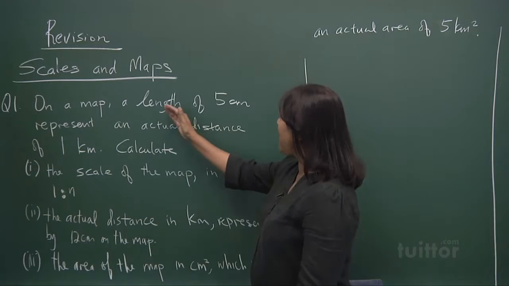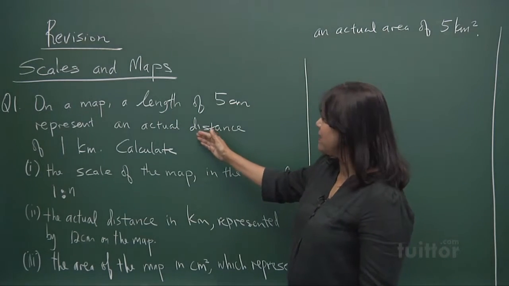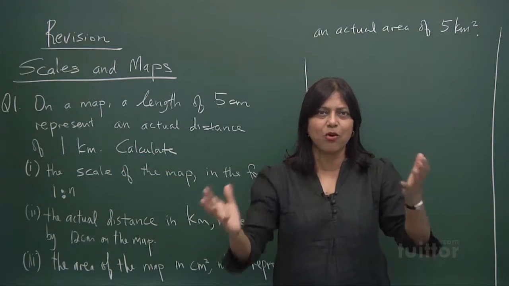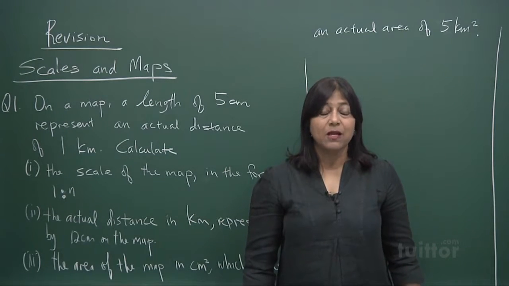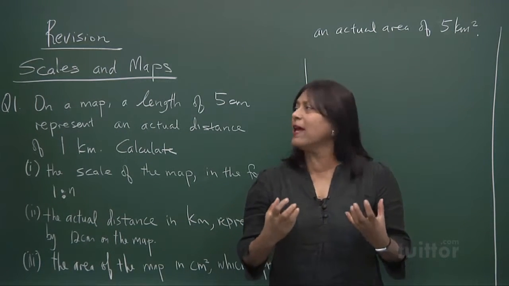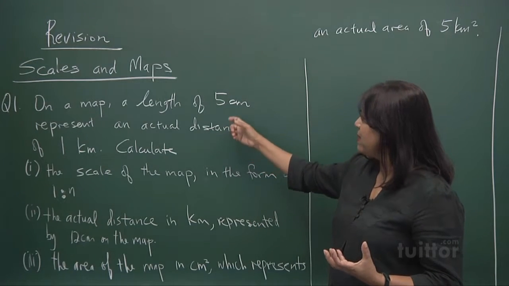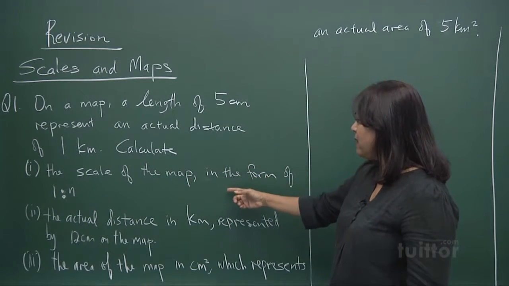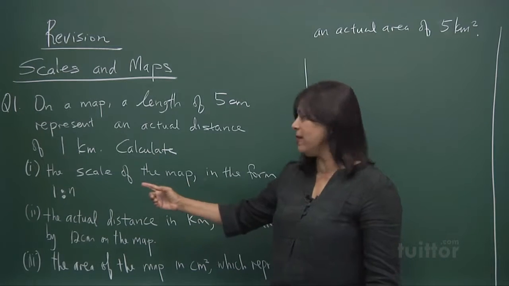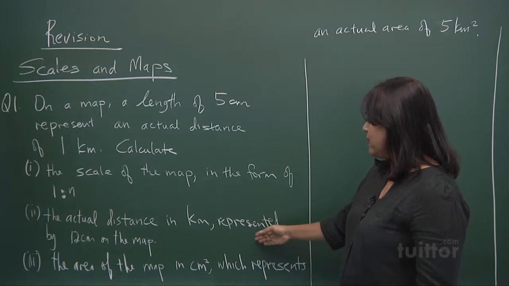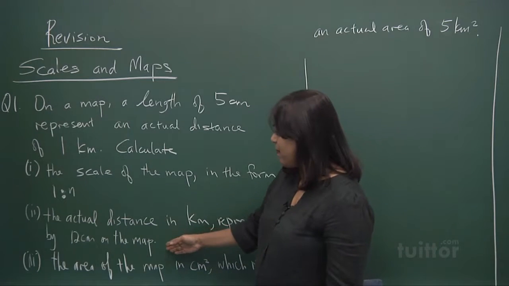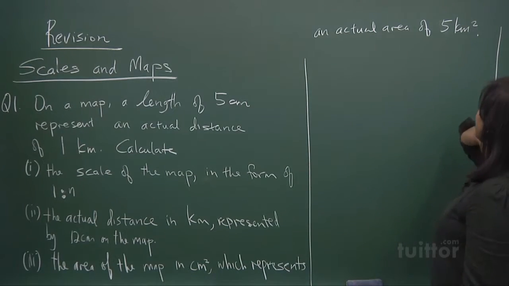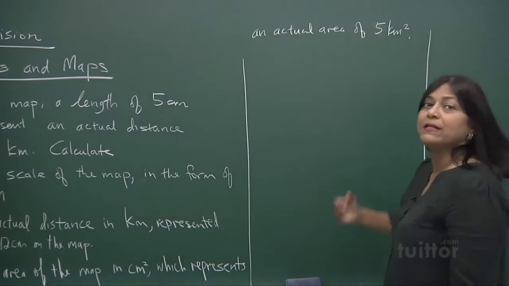Now let's look at this on a map. A length of 5 cm represents an actual distance of 1 kilometer. You know how important scales are, right? When a draftsman wants to draw, he needs to work with scales and maps. You cannot run away, this is a crucial thing in everyday life. Look at this map. They want 5 cm to represent 1 kilometer. How do you calculate the scale of the map in the form 1:n? Then find the actual distance in kilometers represented by 12 cm on the map, and the area of the map in cm squared which represents an actual area of 5 kilometers squared.